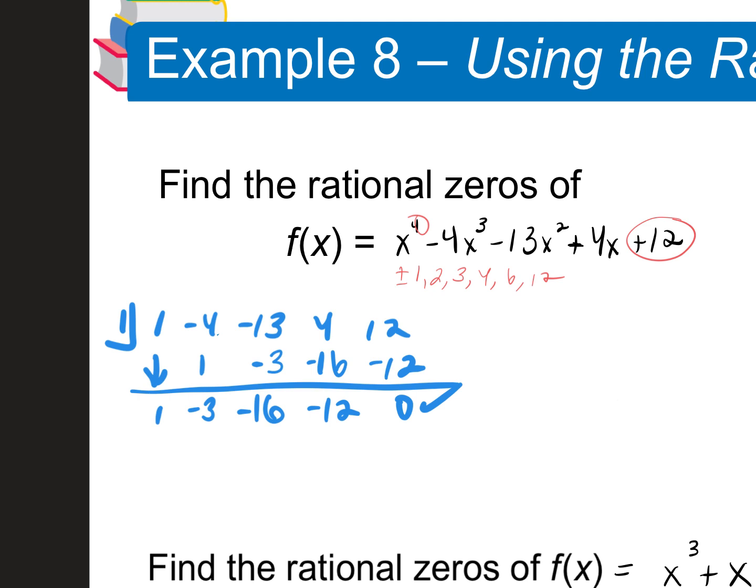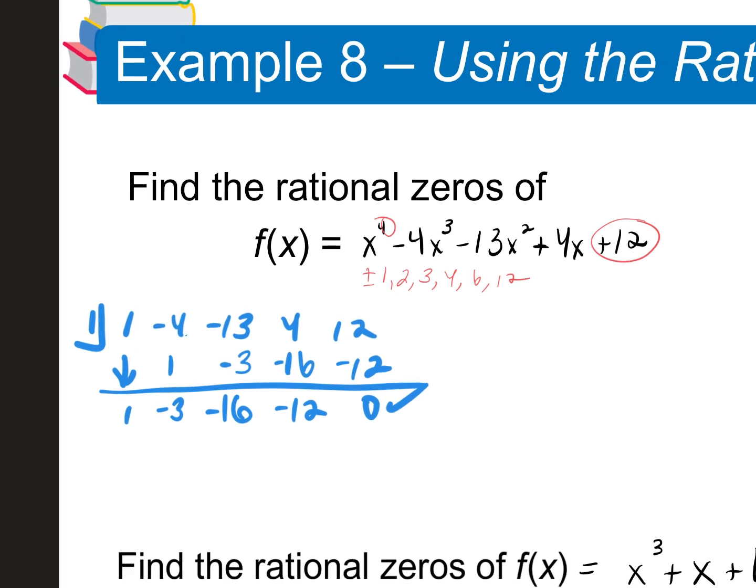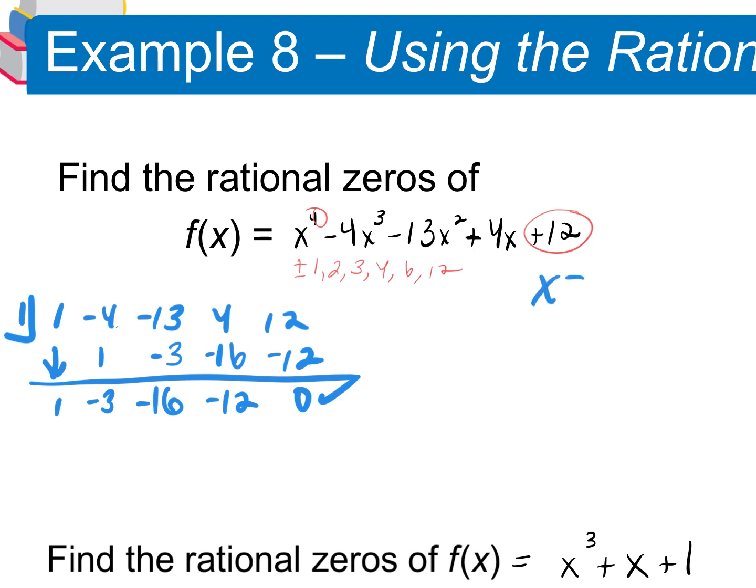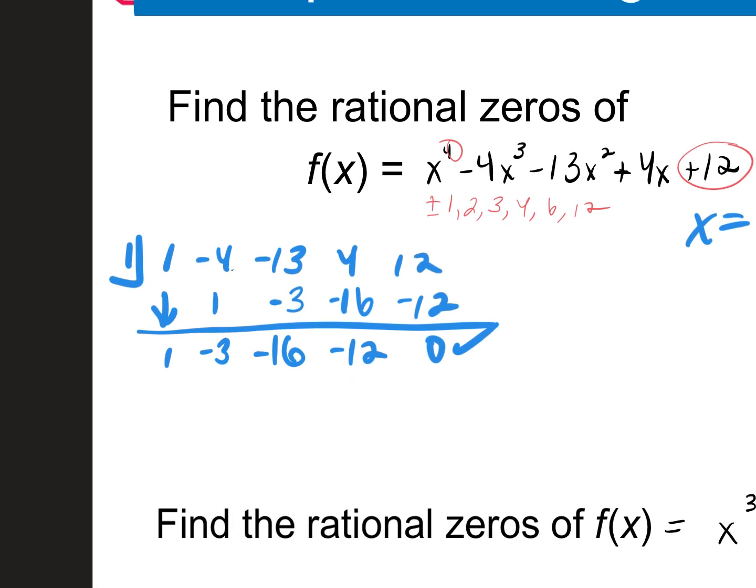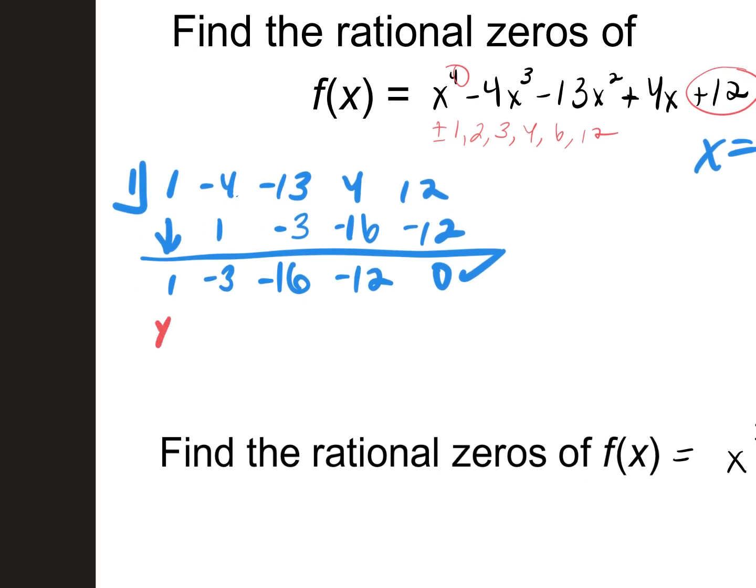We like when that happens right off the bat, right? So over here on the corner, I'm going to say, ooh, X equals what? What worked? X equals 1. Okay, perfect. Now, what do I have left over here? Read to me my resulting polynomial. X cubed.